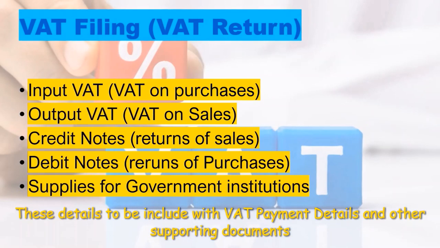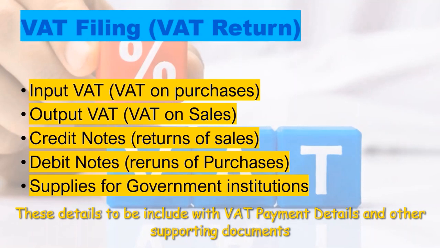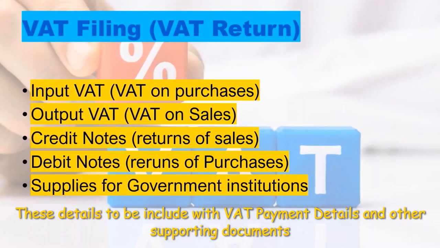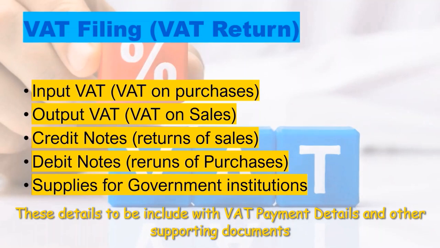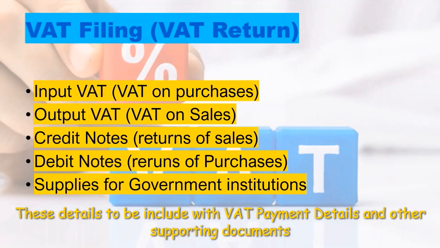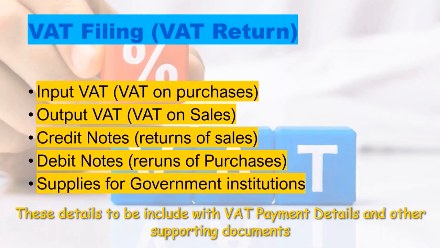In the VAT return, we can recognize these details. Number one is input VAT, which means VAT paid on our purchases. Number two is output VAT, which means VAT collected from our sales. Then credit note, which means returns of sales, and debit note details, which means returns of purchases. And if they ask for separate details for government supplies, we have to mention that also. These are the major five information categories we have to include in the VAT return.